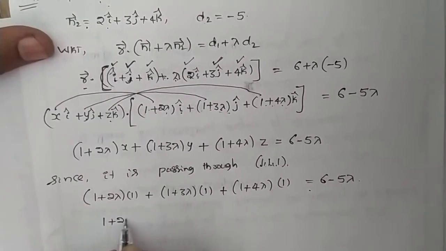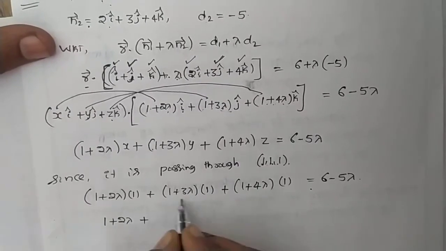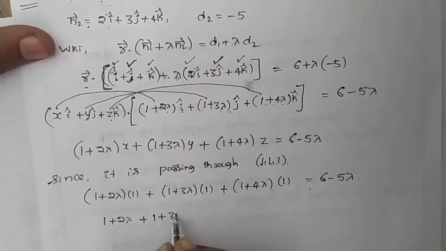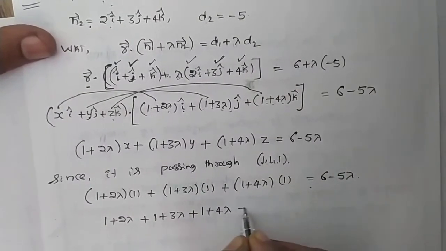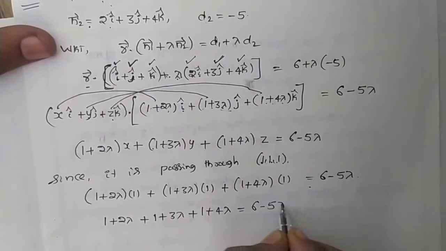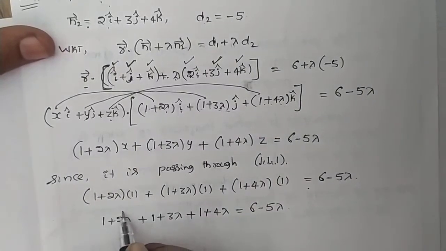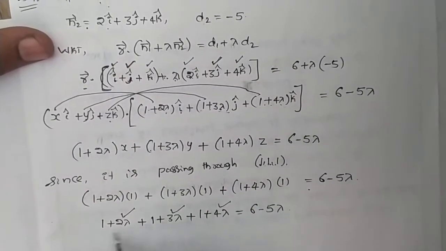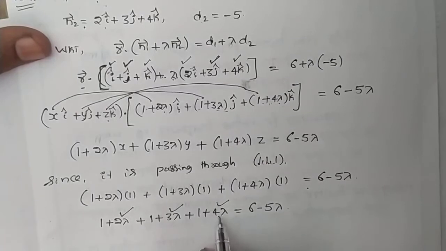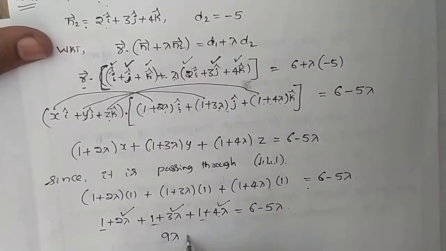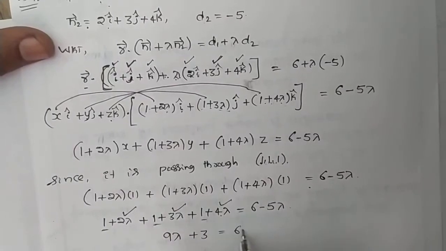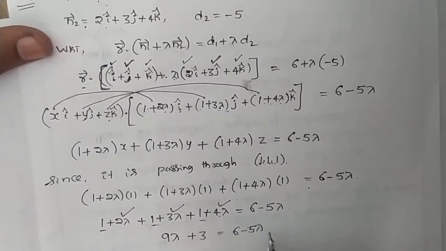1 plus 2 lambda into 1 is 1 plus 2 lambda, plus 1 plus 3 lambda, plus 1 plus 4 lambda, equals 6 minus 5 lambda. Now 2 lambda, 3 lambda, 4 lambda: 2 plus 3 is 5, 5 plus 4 is 9, so 9 lambda. 1 plus 1 plus 1 is 3, equals 6 minus 5 lambda.